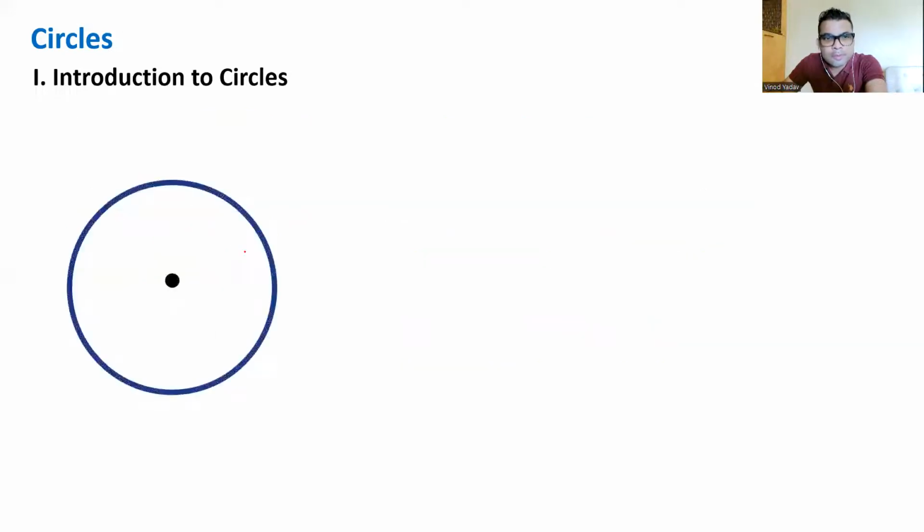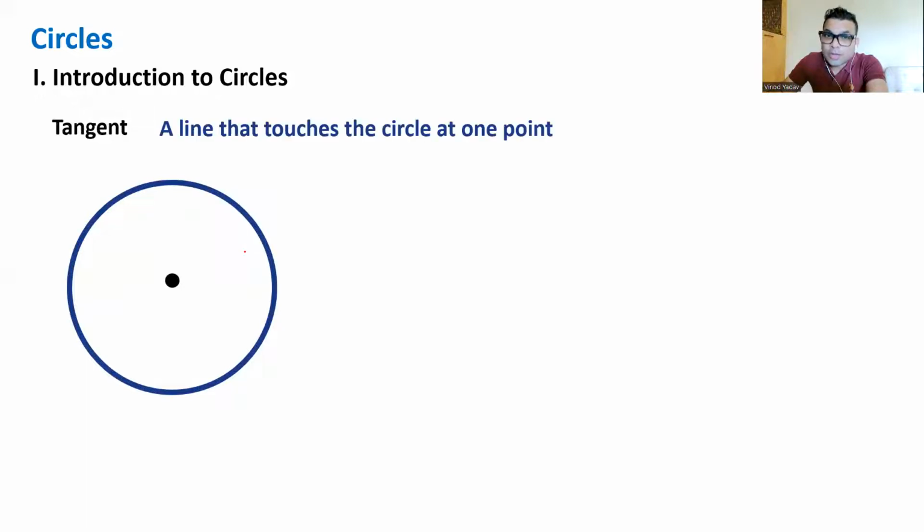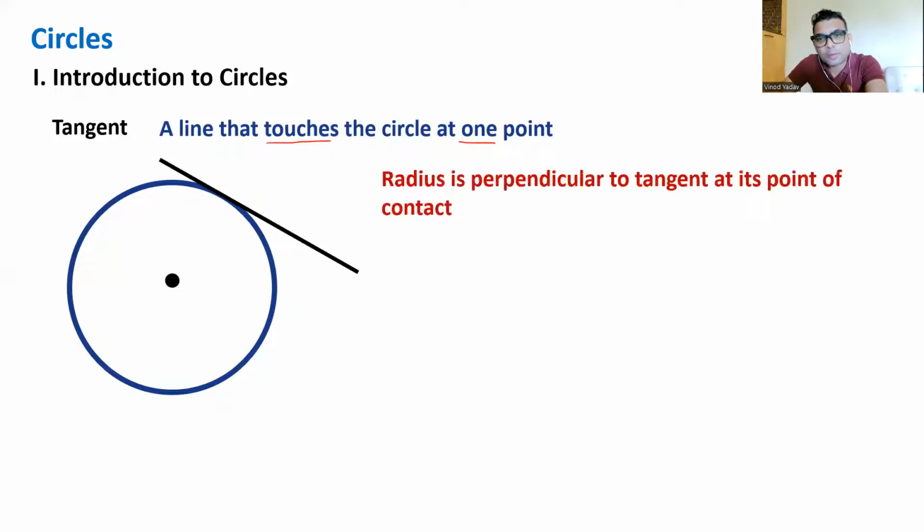Next point. Tangent. It's also a line, but it touches the circle at one point. See this. So a secant was cutting the circle at 2 points, and a tangent is touching the circle at one point. That's the whole difference. Now, some properties of tangent. The radius is perpendicular to the tangent at its point of contact. Very, very useful, very frequently used.